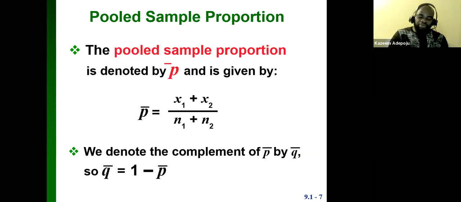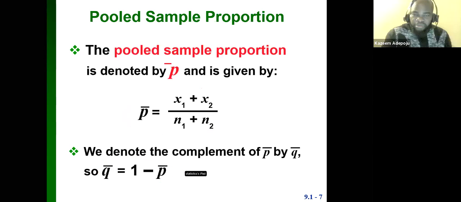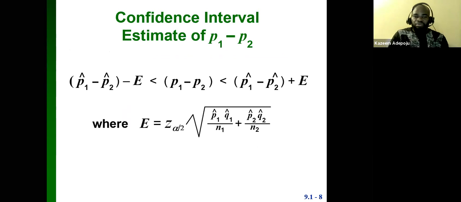Okay, so like I said, this is the formula that you're going to use to get the pooled sample proportion, by adding the two characteristics of interest from the two groups divided by the total sample size, and that is denoted by p bar. Now, after having your p bar, of course you can get your q bar, which is 1 minus p bar. Okay, so the next thing we are going to do after that is, what is the formula to obtain the confidence interval?